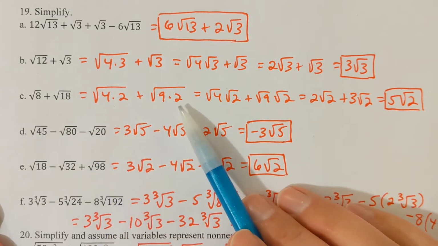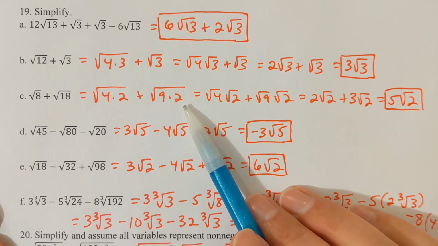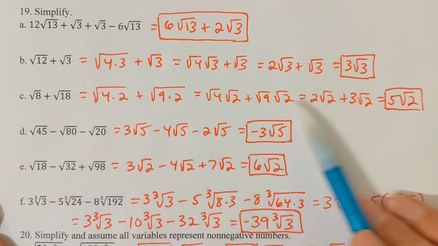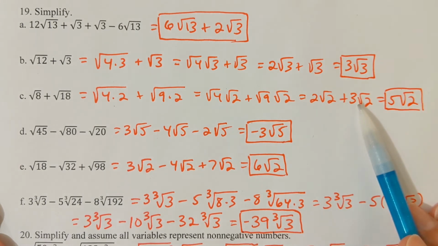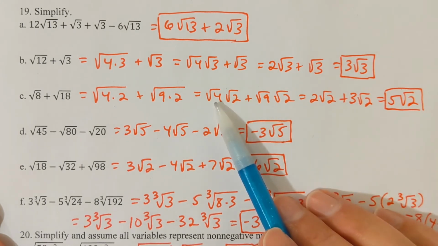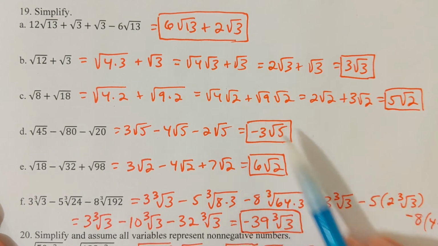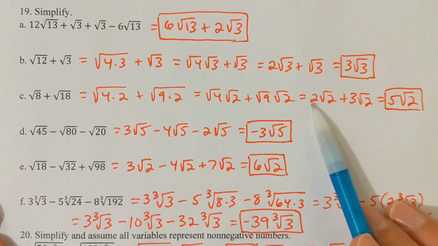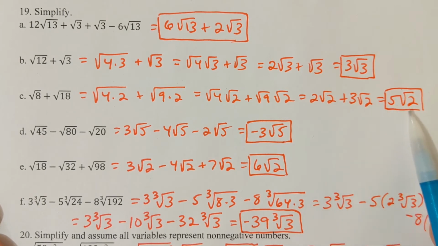18, that's the same as 9 times 2. And I know the square root of 9 is 3. So the square root of 18, that'd be the same as 3 root 2. Again, you're arranging things that you know the square root of and then the leftover. Now I have like radicals. 2 root 2 plus 3 root 2, that's 5 root 2, which is the answer.